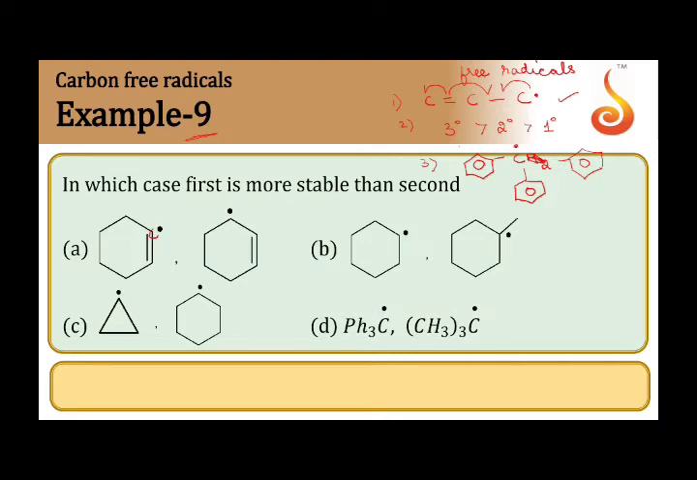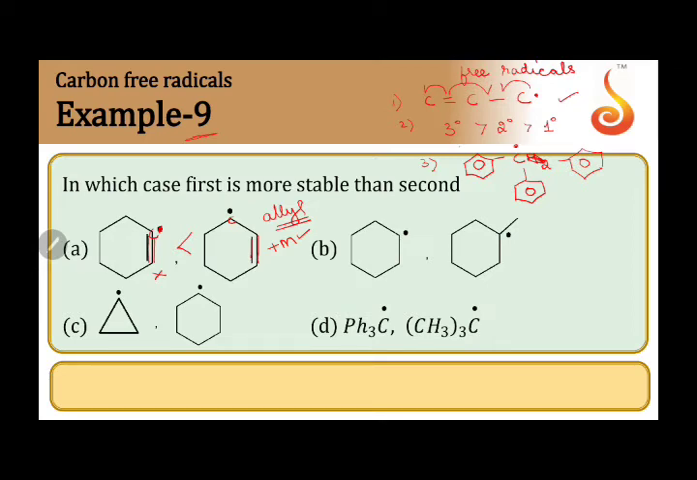In the option A, we can see that C double bond C and the odd electron are there on the same carbon, because of which no resonance is possible. In the second option, we can see we have allyl system, C double bond C, and the carbon with odd electron is on the next carbon. So therefore, plus M effect is possible here, and hence the second one is more stable than first one.